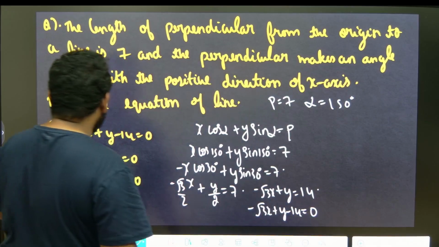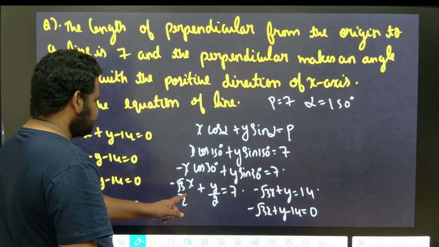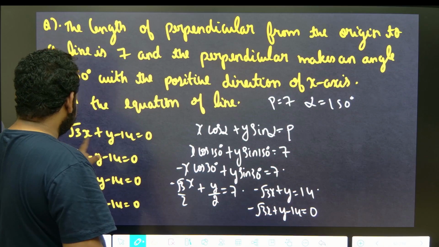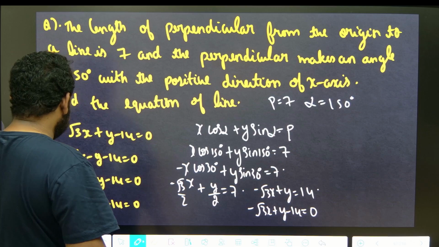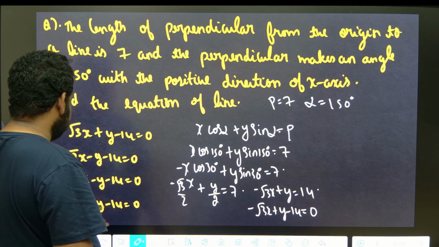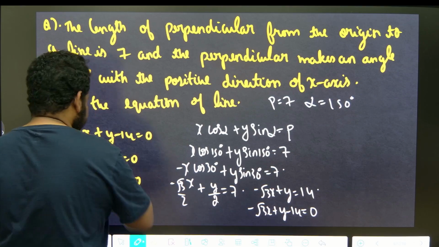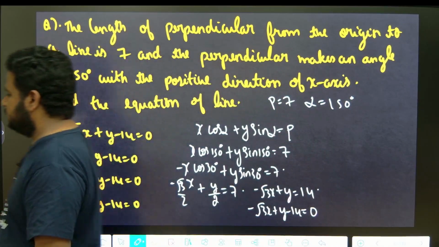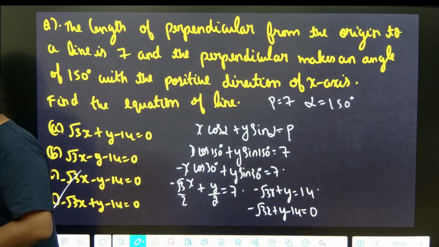What is the equation? Root 3 x minus y, or root 3 x plus y. If I have to remove the minus, minus root 3 x plus y minus 14 is equal to 0, that is option D. That is option D is the correct answer, friends. So this is how you solve this question. So this option D is the correct answer to this question.